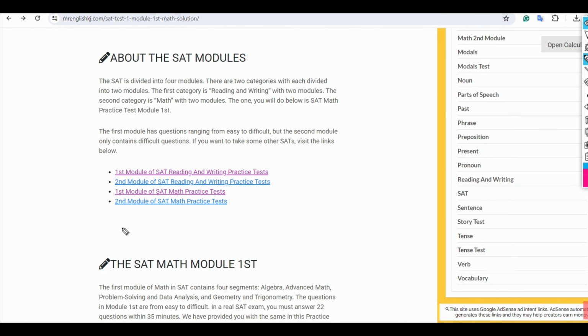There you will see that there are 4 links available here. This right here is the SAT reading and writing practice test module first, meaning if you click on this link, you will go to a page where you will find all the SAT reading and writing practice test module first. This is module second, this is module first of math, and this is second. So here you can take all the tests for free.